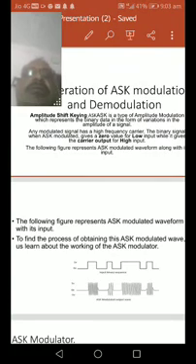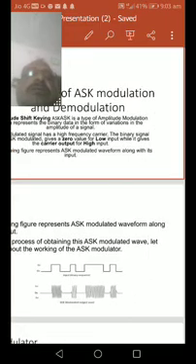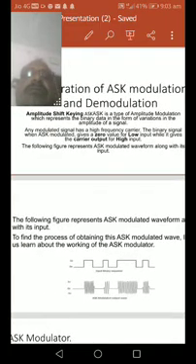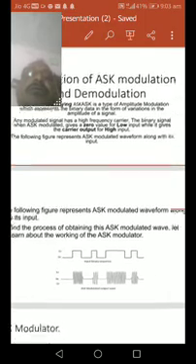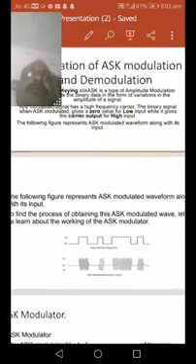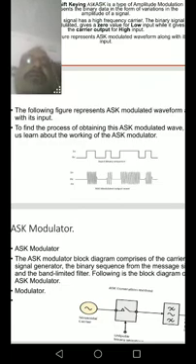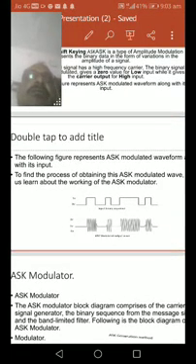Any modulated signal has a high frequency carrier. For a binary signal, the ASK modulator gives zero output for a low input, while the output is the carrier for a high input. The following figure represents the ASK modulation waveform along with its input.